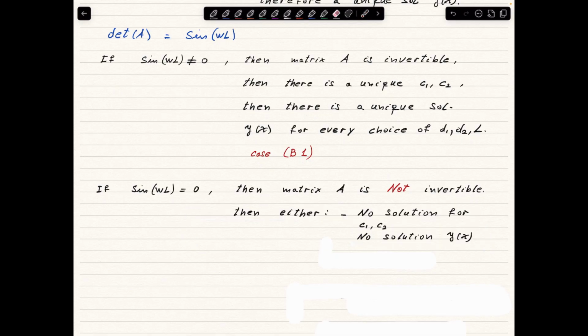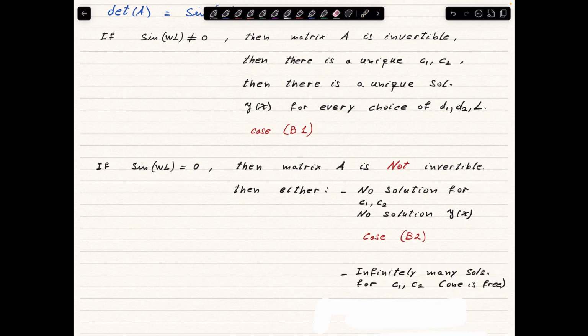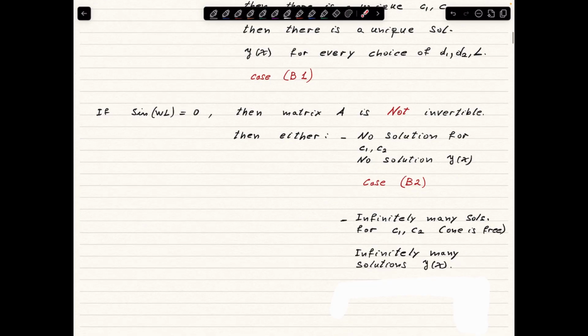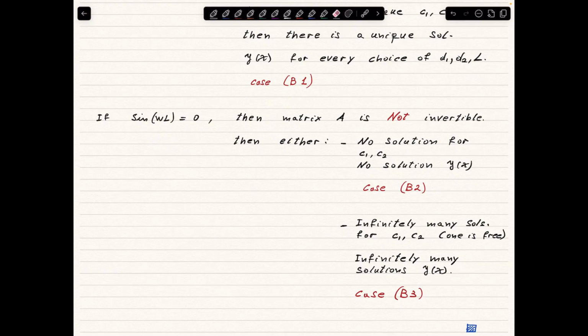Either there is no solution for C1 and C2, and therefore no solution for the differential equation, which is the case 2b we mentioned before, or one of the constants is not fixed by the equation, one constant is free, and then you have infinitely many solutions for the constant, which means infinitely many solutions for the differential equation, which is what we say in case 3b. And that's the proof of the theorem.